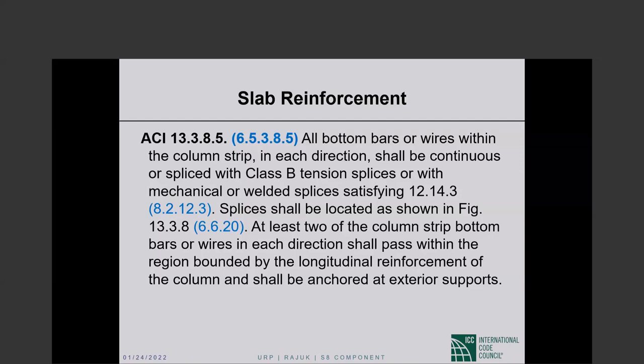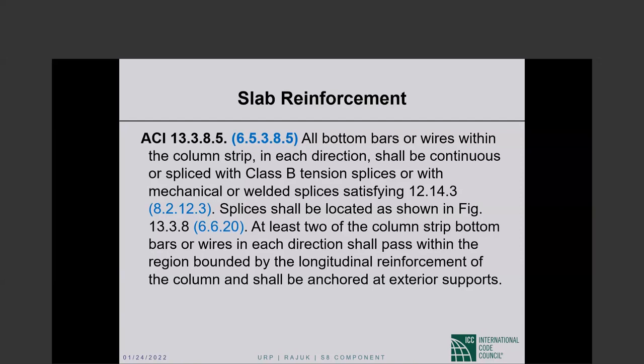At least two of the column strip bottom bars in each direction shall pass within the region bounded by the longitudinal reinforcement of the column and shall be anchored at exterior supports. So all column strip bottom bars must be continuous, with two of them passing through the column cage. That's the summary of it.